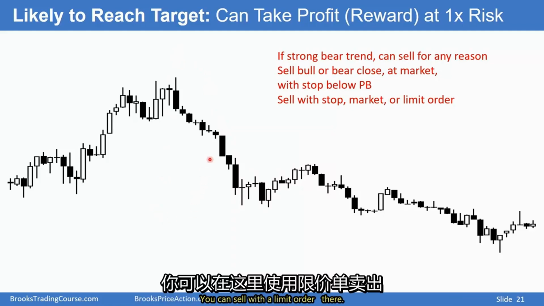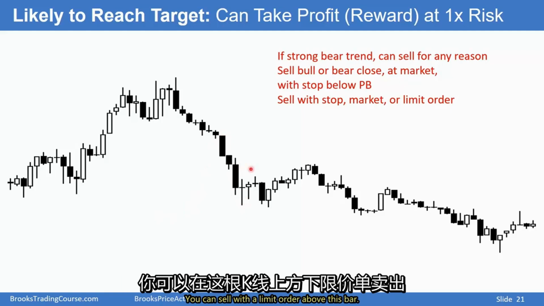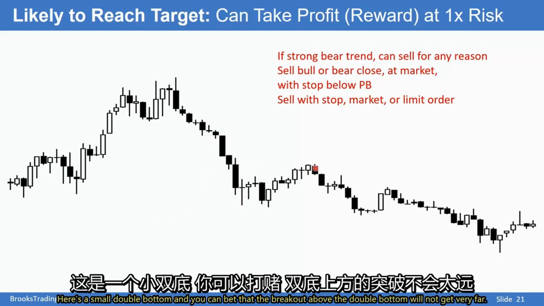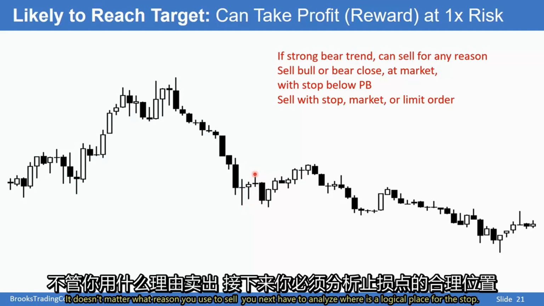You can sell with limit orders, a 50% pullback from this breakout. From this high to that low, 50% pullback, you can sell with a limit order right there. You can sell with a limit order above this bar. You could sell with a limit order above this bar. Here's a small double bottom, and you can bet that the breakout above the double bottom will not get very far. So you can place a limit order to sell at this high, and you get filled right there.